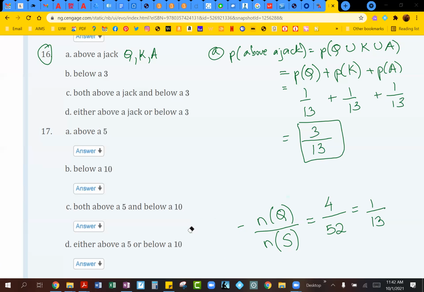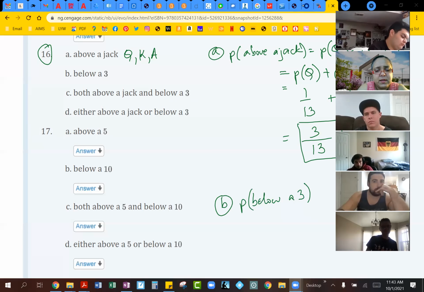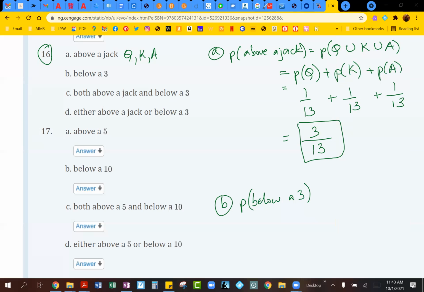Now part B, same deck of cards, same rules, but now they are asking us what is the probability that we get a card which is going to be below a 3. So this should be probability of below a 3. So what cards are we talking about when we are looking at a probability for a card to be below 3? Yeah, Brandon, very nice. It will be just the 2, right? So what will this probability come out to be?